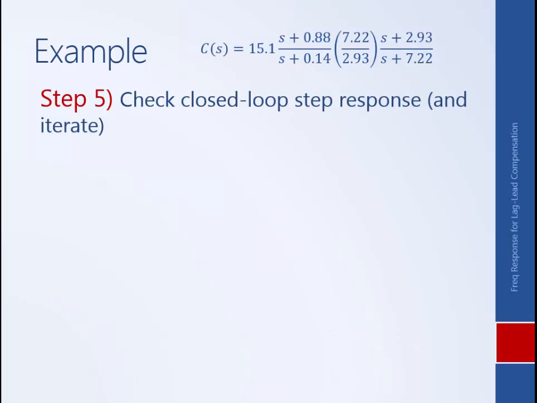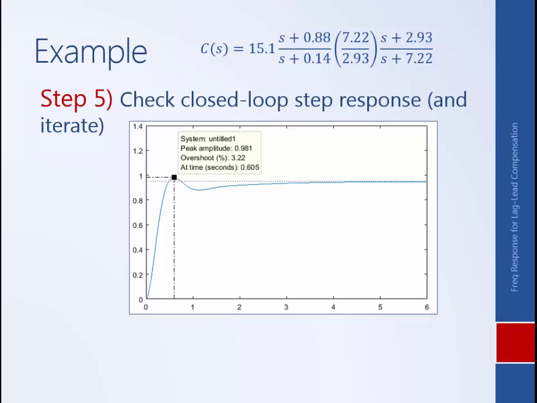The last step then is to check the closed loop step response and see how well it performs. So here's our response. We are achieving our overshoot. It's less than 5%. We're achieving our steady state error. It's exactly 0.05. And we're achieving our peak time, which is less than 1.5 seconds. So all of our requirements are met, and we've slowed the response down as compared to what we achieved with the lead compensator all by itself.